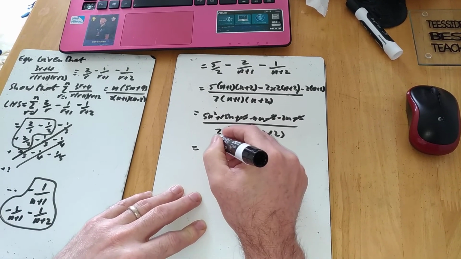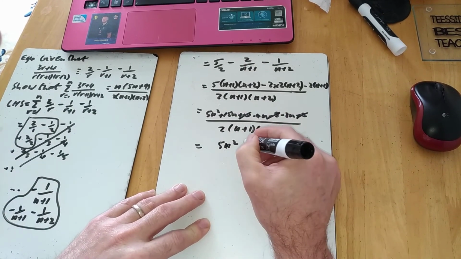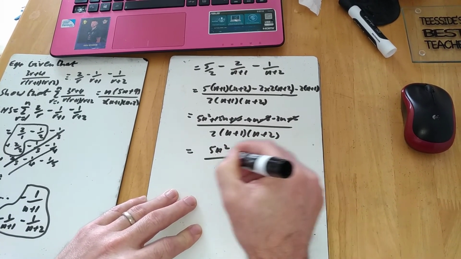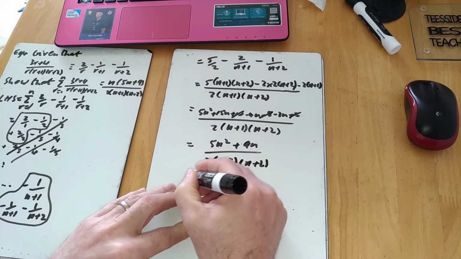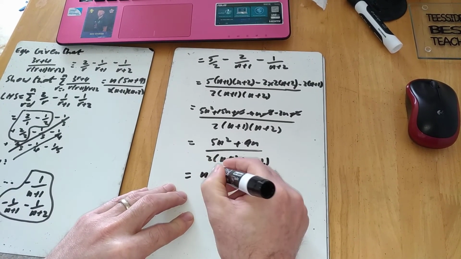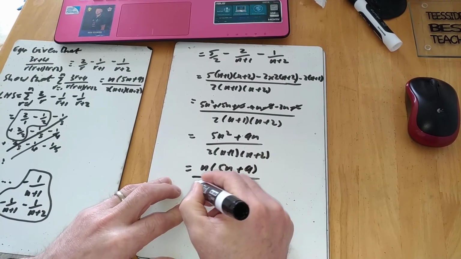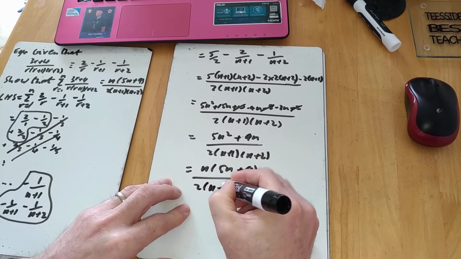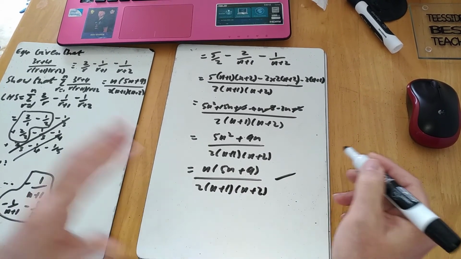I'm left with 5n squared plus 15 minus 4 minus 2, which is plus 9n, over 2, n plus 1, n plus 2. And I'm showing enough now, I can take out an n, bracket 5n plus 9. You don't get any marks for the last line, but it needs to come from correct working. And it's always a good idea to rewrite it anyway, so you're sure you got it. And that's my right answer, that's my proof.